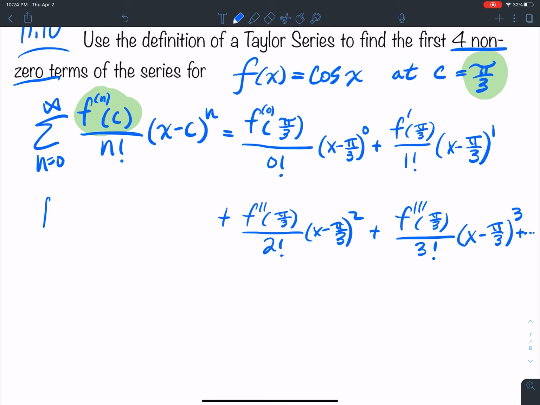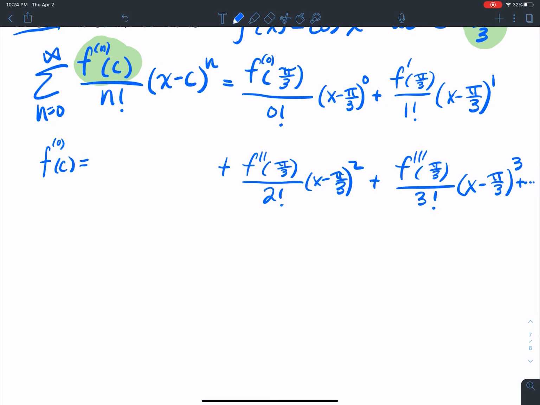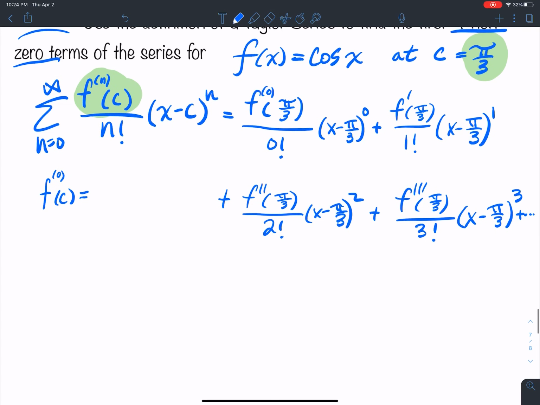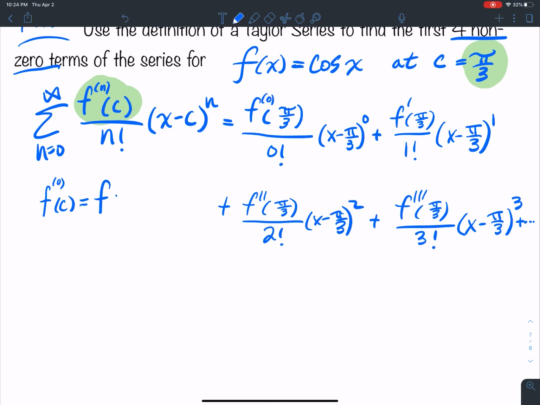Okay, so I need to figure out what f of c is. Well, when I take the 0 derivative, that's just the function f evaluated at c. So what is that? That's cosine of c. So this is cosine of pi over 3. The cosine of pi over 3 is equal to 1/2. Okay, that's just one of those things you've got to know. All right. So this first piece here gets me 1/2.